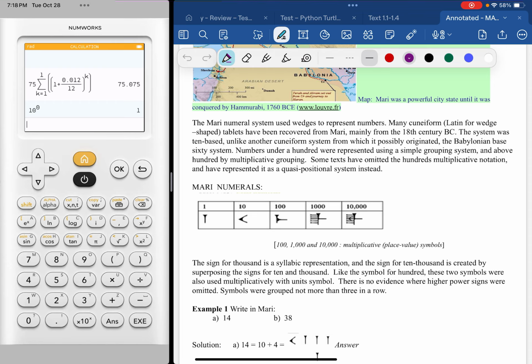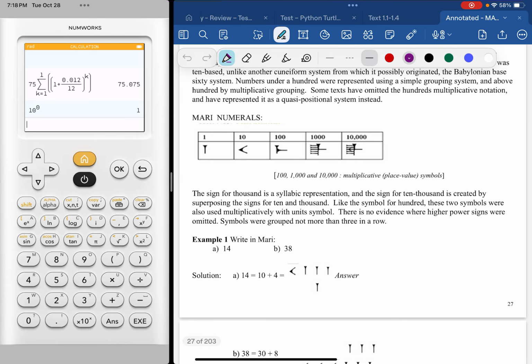Some texts have omitted hundreds, kind of like the way the Chinese system eliminated placeholders and represented it as a quasi-positional system instead. All right, so we have our characters for 1, 10, 100, 1,000, and 10,000. You can see that the diagrams just basically start incorporating more and more of the ingredients of the diagrams associated with the smaller numbers. All right, the sign for 1,000 is syllabic representation.